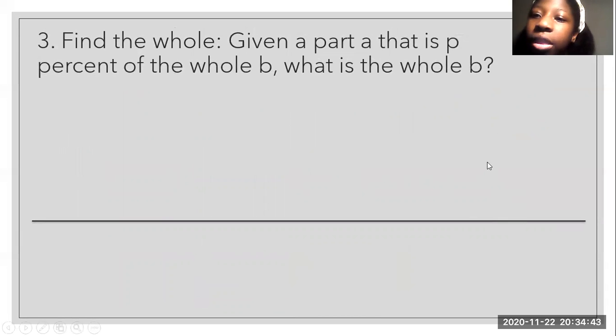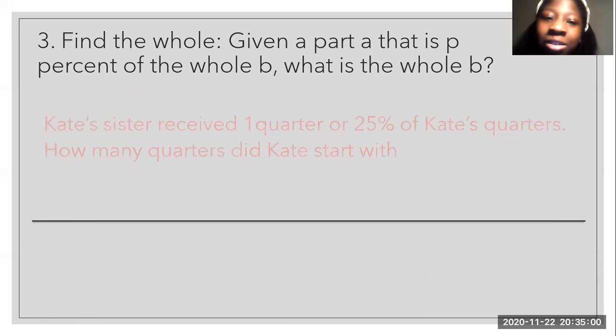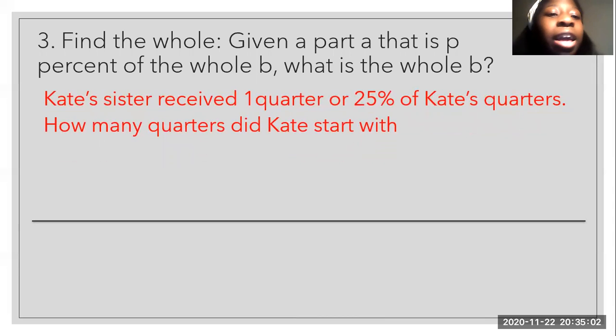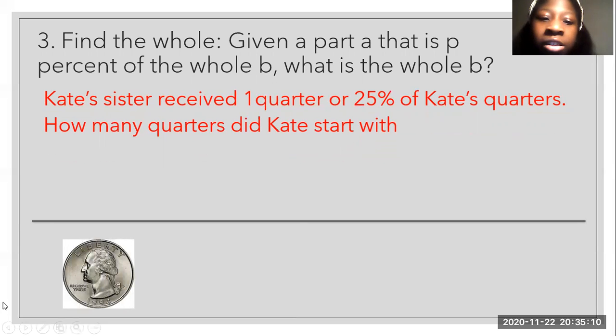Okay, now we have our next and last problem. Find the whole B, given a part A that is P% of the whole B. Again, confusing, so here's a problem to say it. Kate has received 1 quarter, or 25% of Kate's quarters. How many quarters did Kate start with? So she has 25%, which is 1 quarter. How many quarters did Kate start with in the first place?